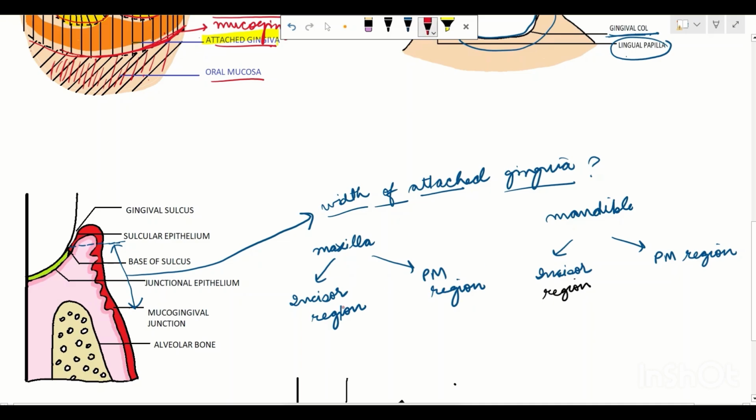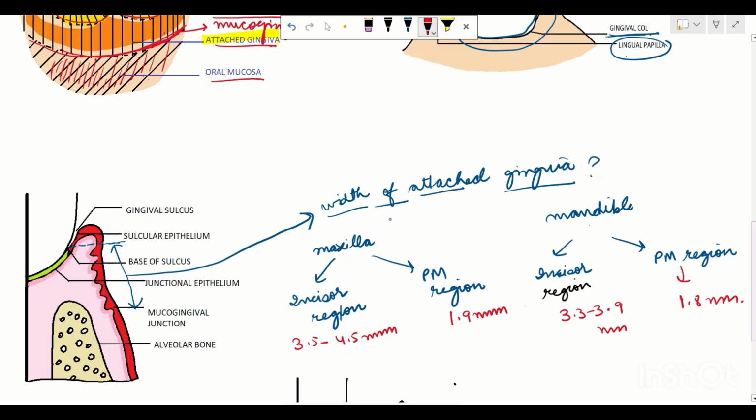Okay, so what are the values for these? In the maxilla, the incisor region is greatest. The value is 3.5 to 4.5 mm. In the premolar region, it is least, that is 1.9 mm. In the mandible, it is greater in the incisal region, that is 3.3 to 3.9 mm, and in the premolar, it is 1.8 mm. So this width of attached gingiva you need to remember because it is very important.